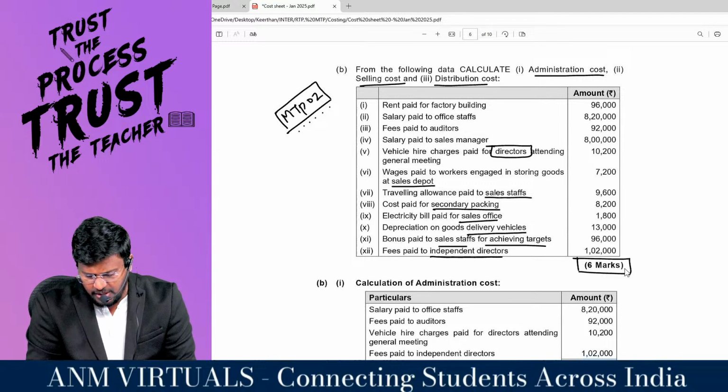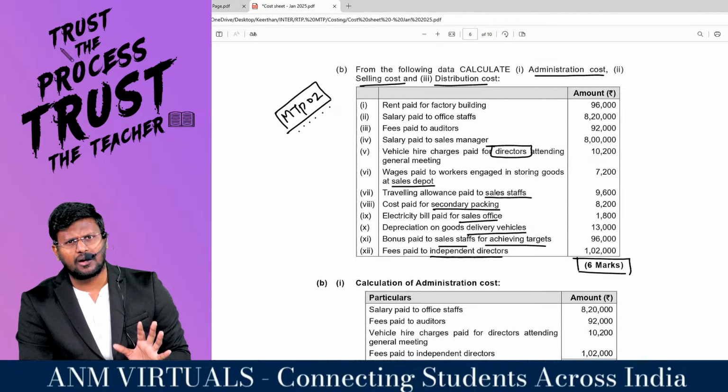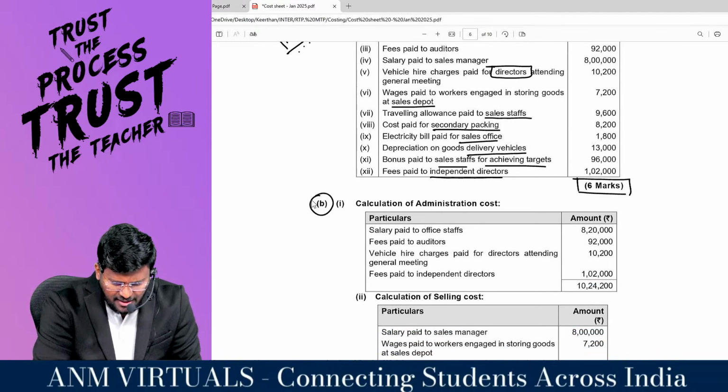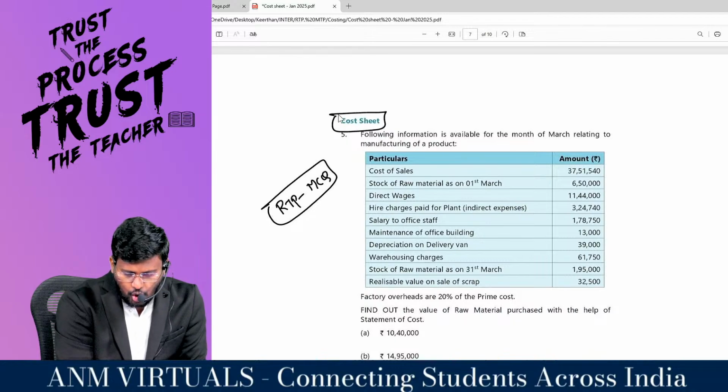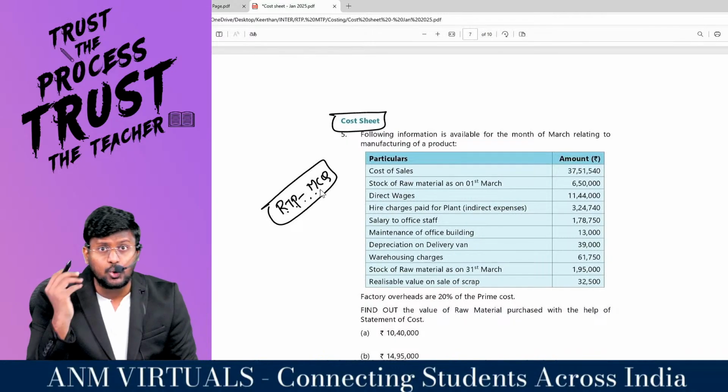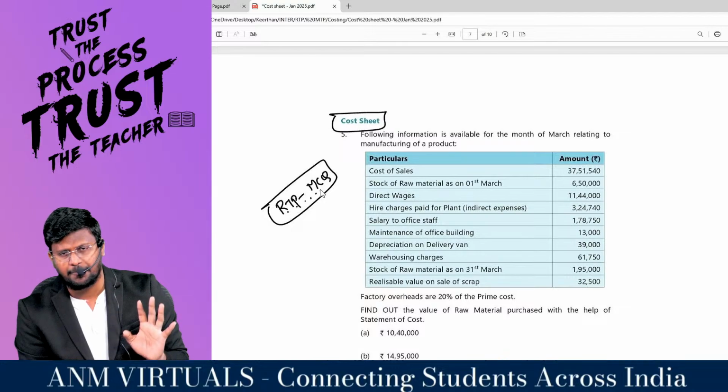This is a 6 mark simple takeaway for you, my dear lovable students. Try on your own and the answer is available here. Inform me, my dear lovable students. And the last one is cost sheet. RTP MCQ question, a 2 mark MCQ they have tested.